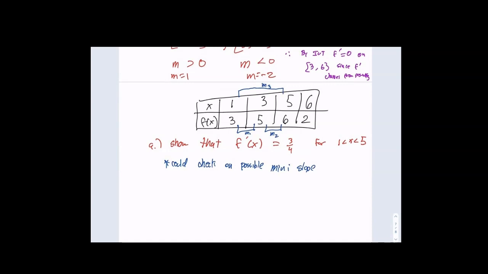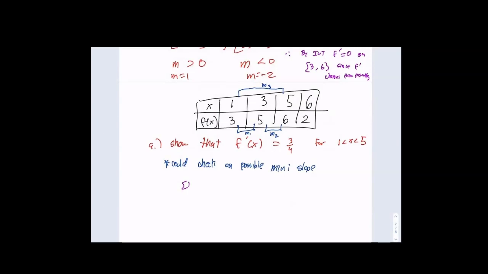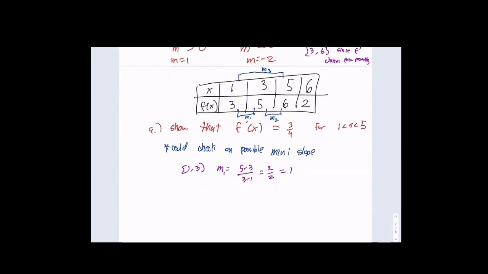And typically on these questions, the interval they give you is the one they want you to use, because they want you to be kind of quick with it. So if I was trying to do this really sluggishly, I can find the slope from 1 to 3. M1 is equal to (5 minus 3) over (3 minus 1), which is 2 over 2, which is 1. So somewhere between 1 and 3, the slope has to equal 1. F prime has to equal 1. Well, if I had asked you f prime equals 1, that would have worked.